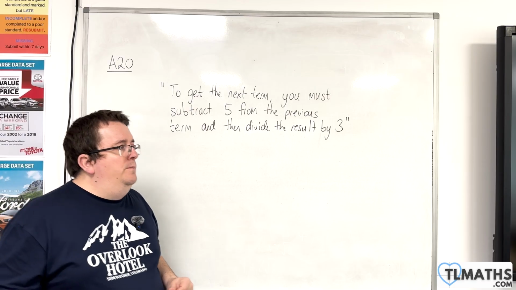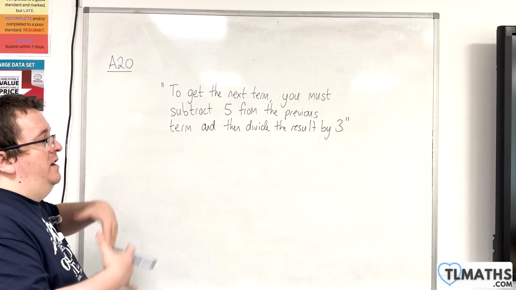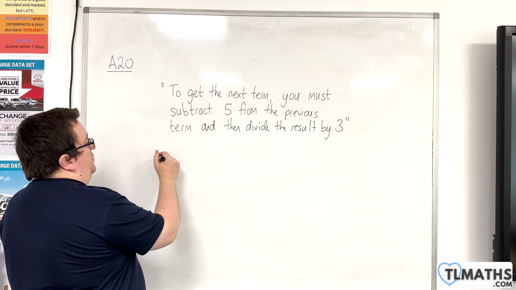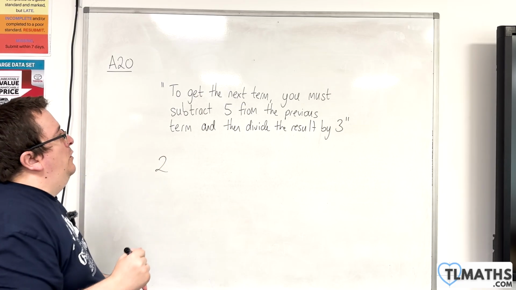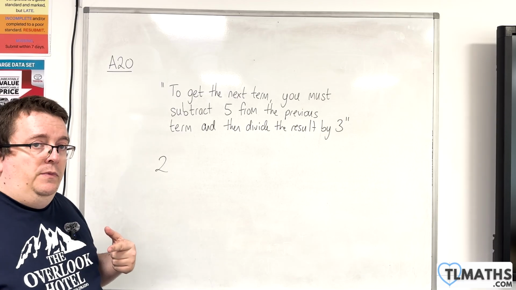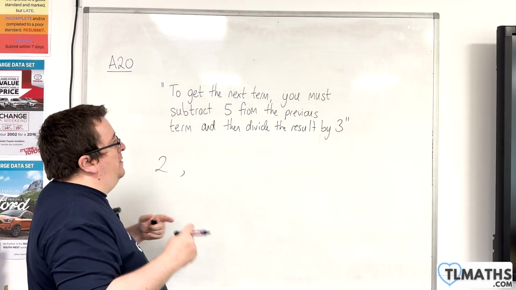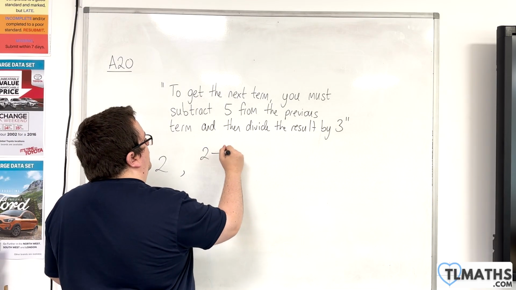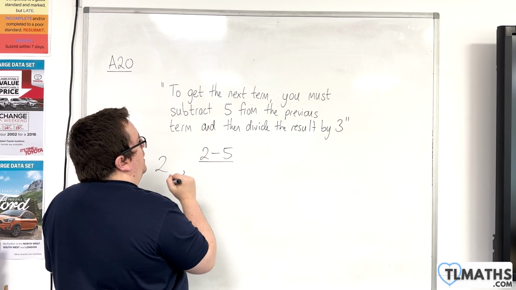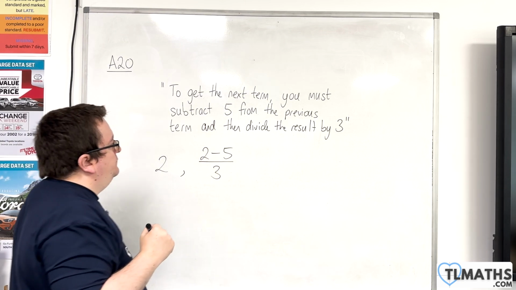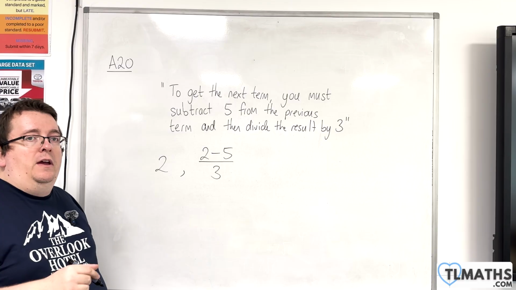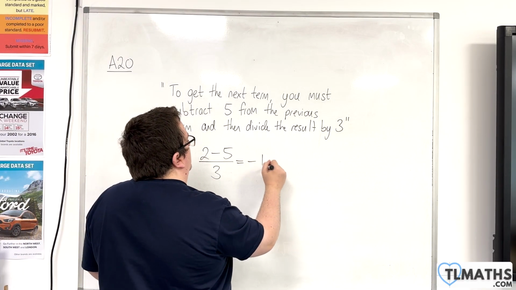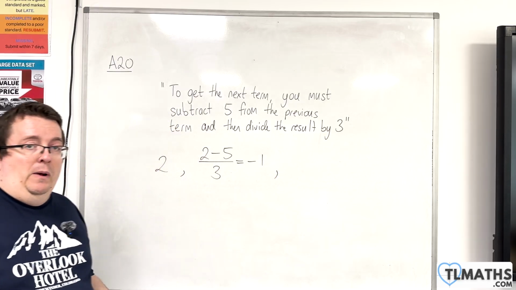Okay? So let's say we just had a number. Let's say the previous term was the number 2. So the last number was 2. To get the next term in the sequence, we need to subtract 5 from that and then divide that result by 3. So 2 take away 5 is minus 3, divided by 3 is minus 1. So the next term in the sequence would be minus 1.